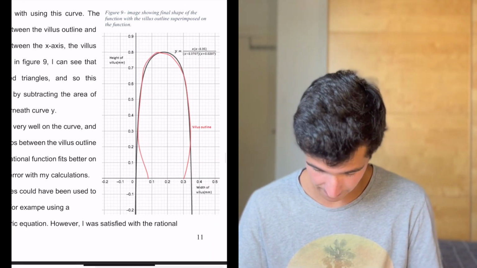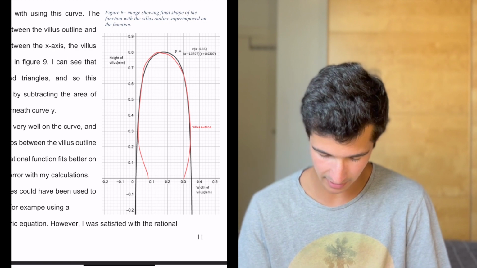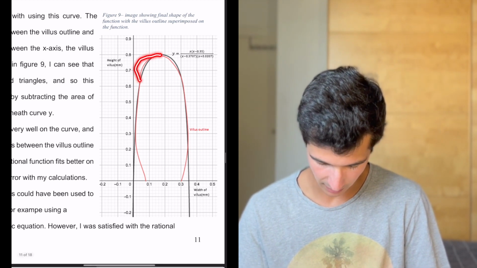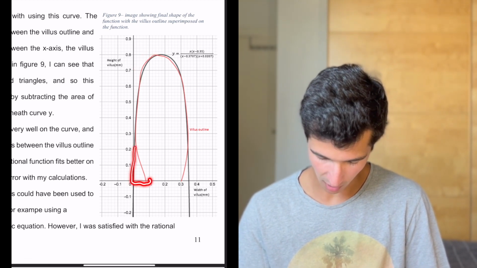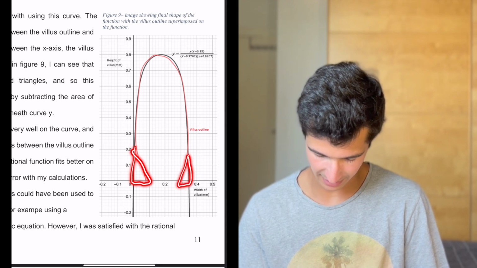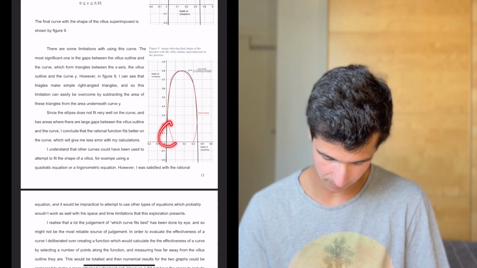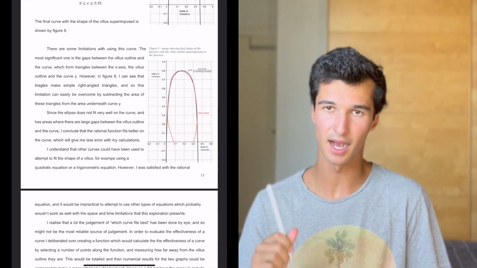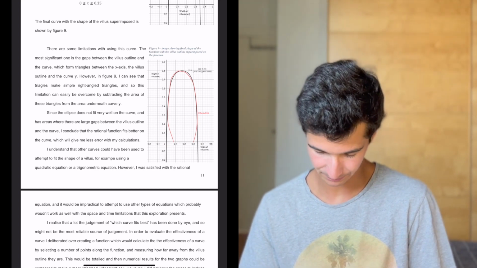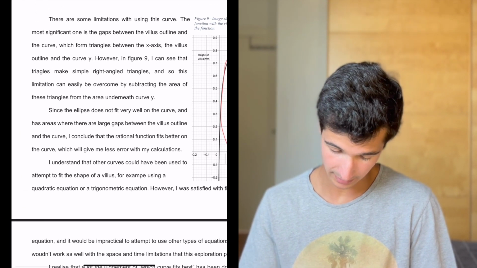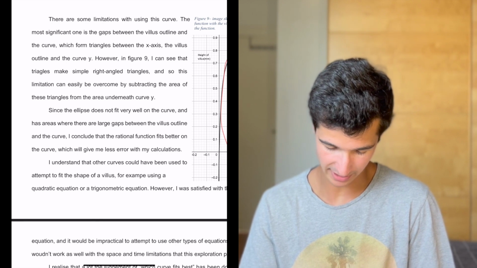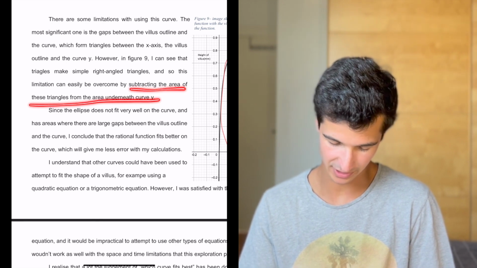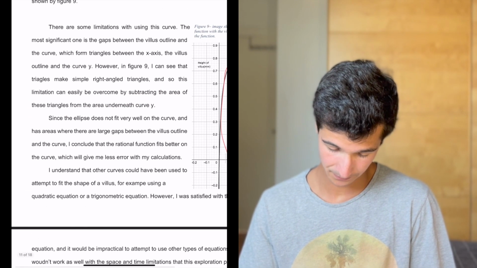You can see that it does fit a lot better because the other one had this thing here. These are pretty easily cancelled out. They do have little triangles here, but I can get rid of those quite easily. This limitation can easily be overcome by subtracting the area of these triangles from the area underneath curve y.